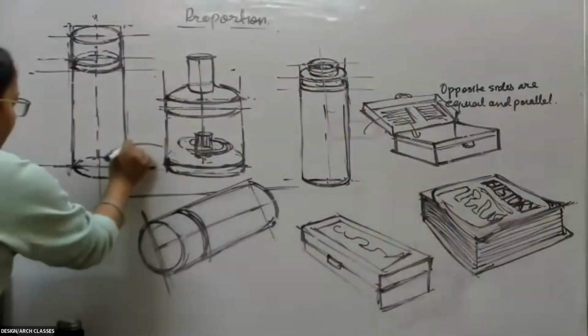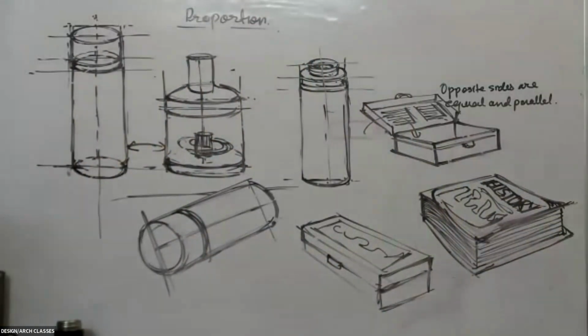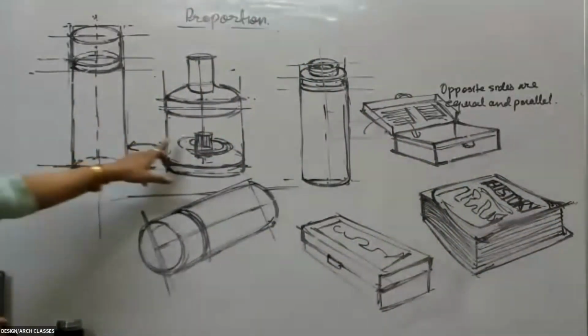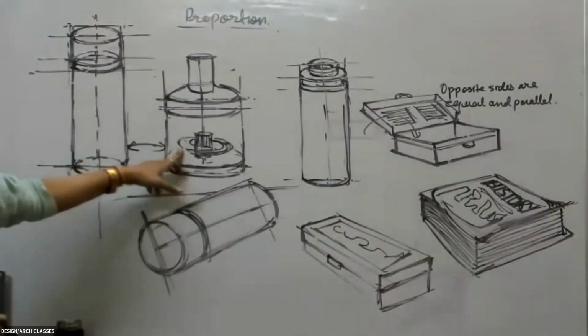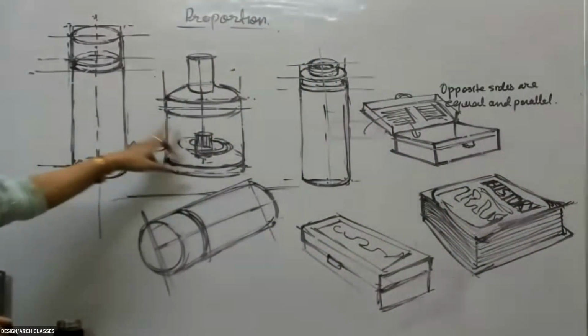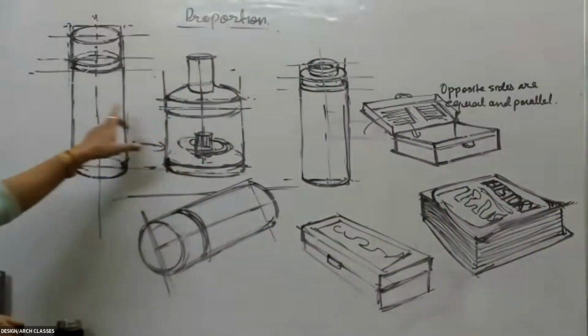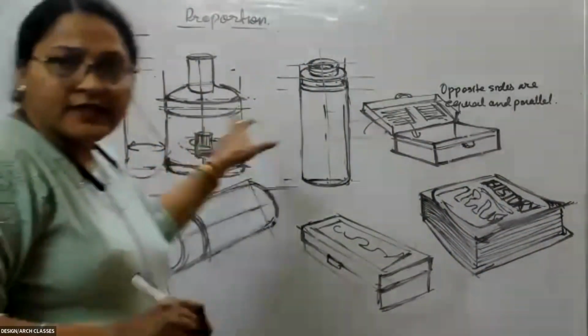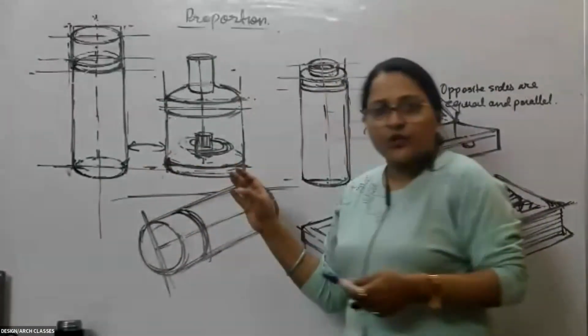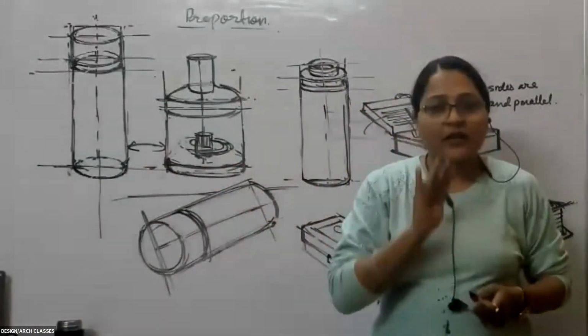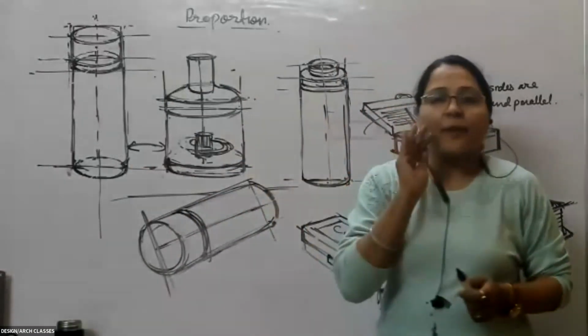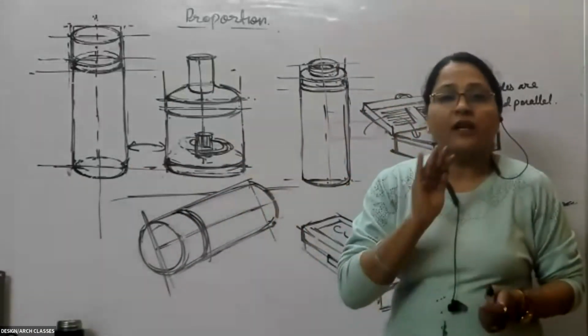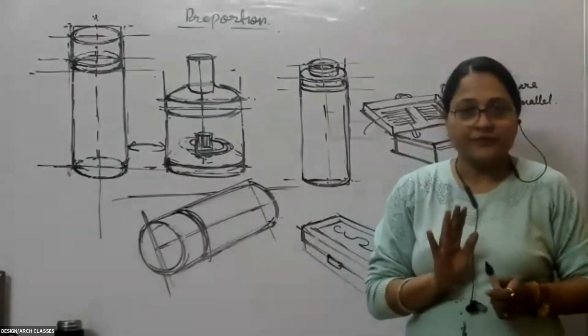Can you compare these two objects and figure out whether they are in right proportion or not? This bottle and this mixer jar, okay? There is a difference in the width, in the height, in the volume, and in the function of both. So in your visual, can you also make sure that these differences are visually visible or not?